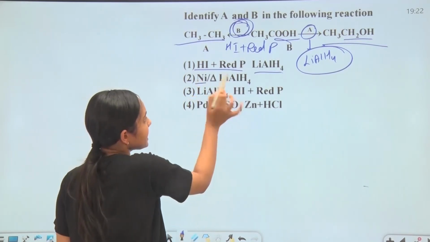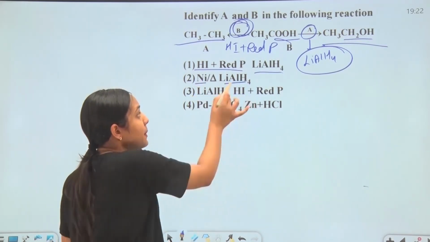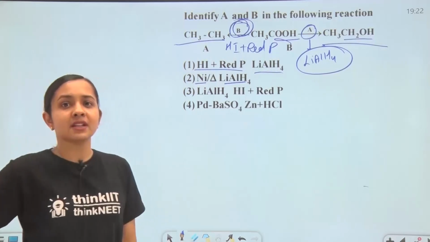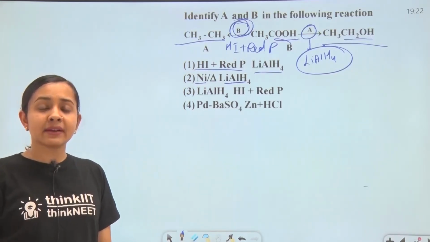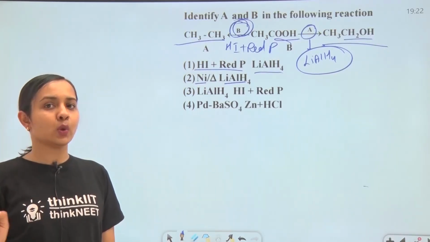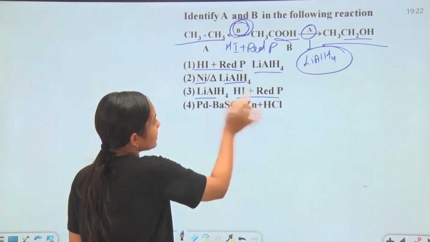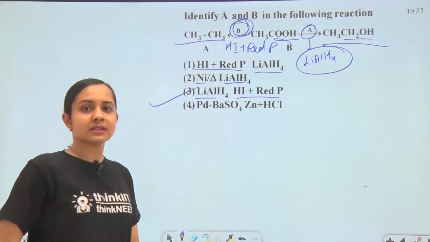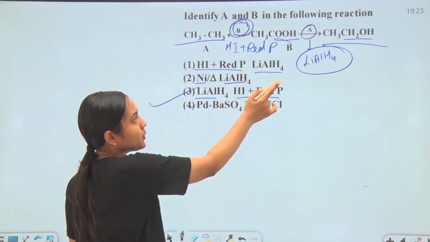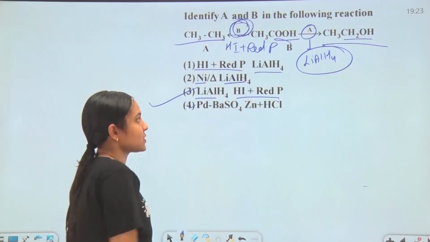Second is nickel heat and lithium aluminum hydride. Lithium aluminum hydride cannot be B reagent because lithium aluminum hydride will convert acetic acid into alcohol, not the alkane. Lithium aluminum hydride and HI plus red phosphorus: option 3 is the correct answer. A will be lithium aluminum hydride and B will be HI red phosphorus.